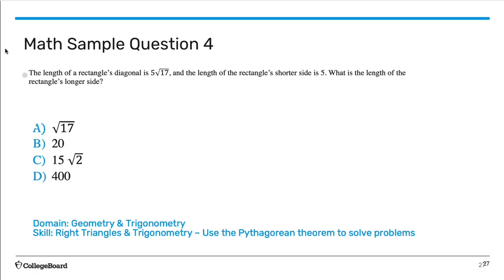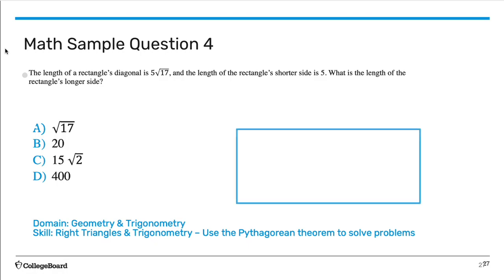So they could sketch on their scratch paper a rectangle, for example, since this question refers to a rectangle, draw that diagonal, label that diagonal and that shorter side with the numbers given. And then once you see the shape visually, you might recognize that this is a right triangle, and that's why we're going to use the Pythagorean theorem to find the missing side.